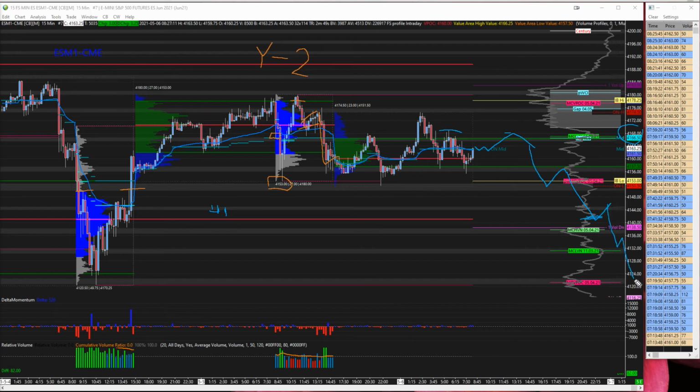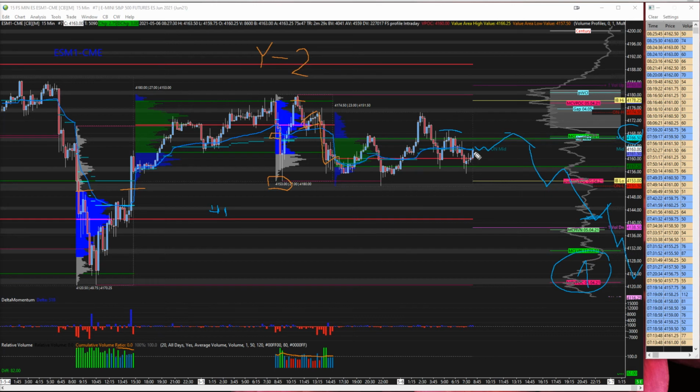Continue lower to the LVN and the VPOC. So that's scenario 1. Scenario 1 is up to the VPOC at 41. Below that would be scenario 3, like a sell-off.